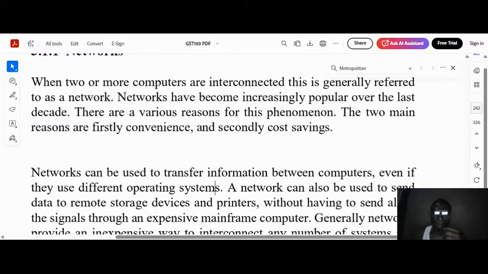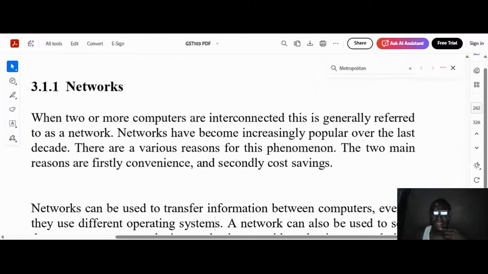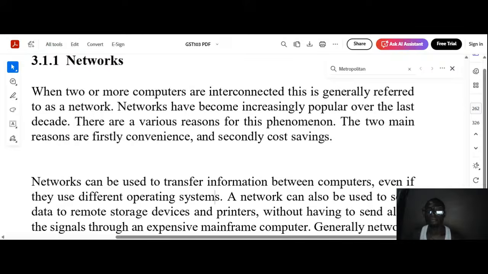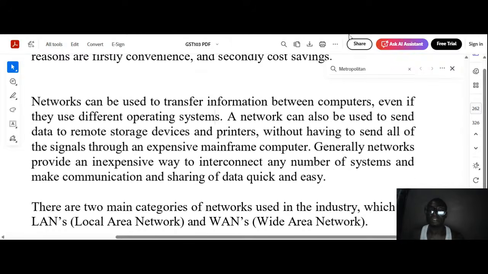Okay, we're about to read on network. When two or more computers are interconnected, this is generally referred to as a network. So in the exam, when you see interconnection of computers together, your answer is network. Now, networks have become increasingly popular over the last decade. There are various reasons for this phenomenon. The two main reasons are, firstly, convenience, and secondly, cost savings. We need to read this paragraph too.